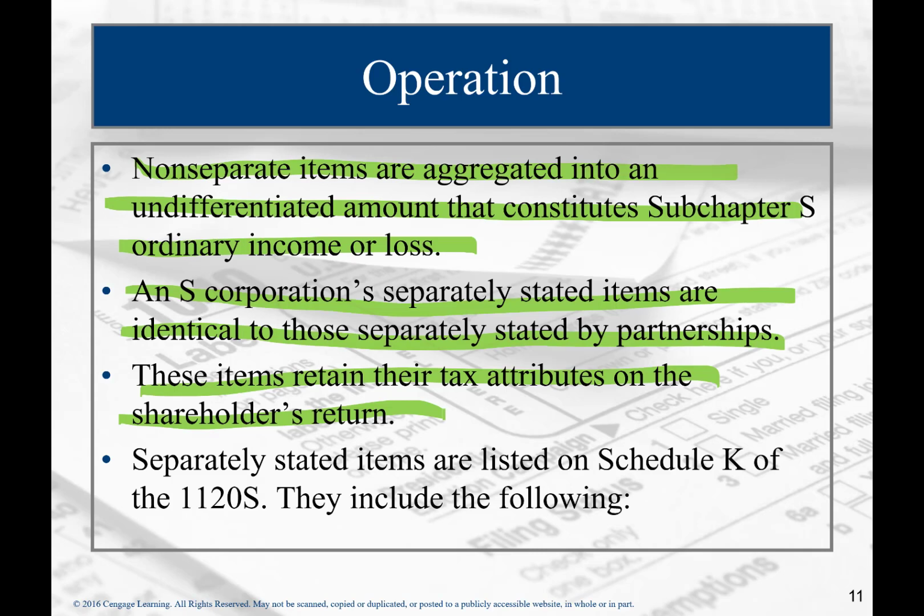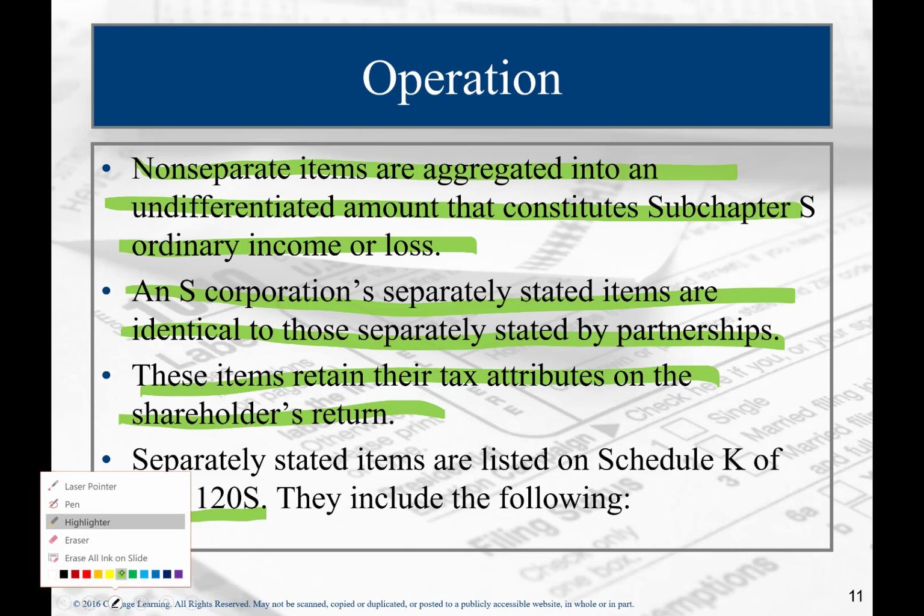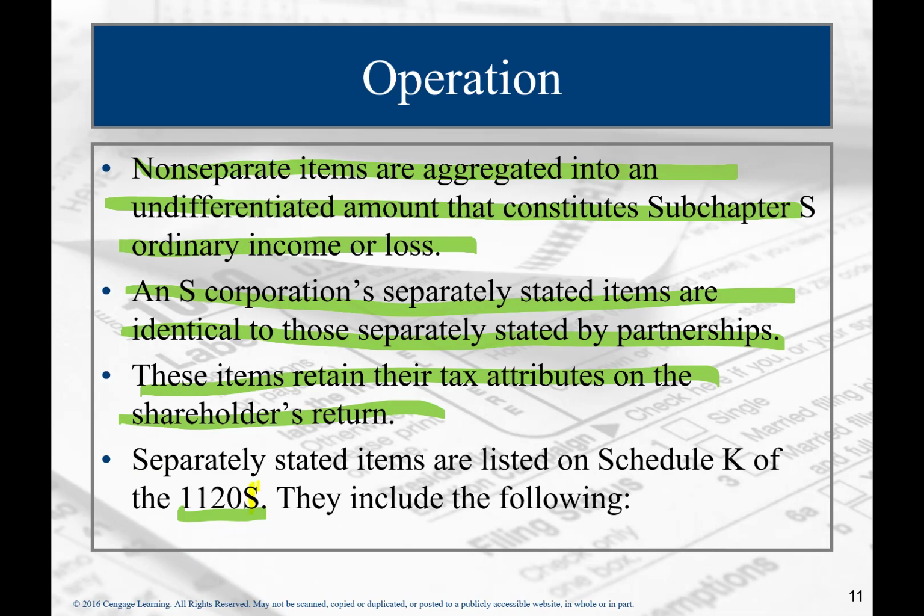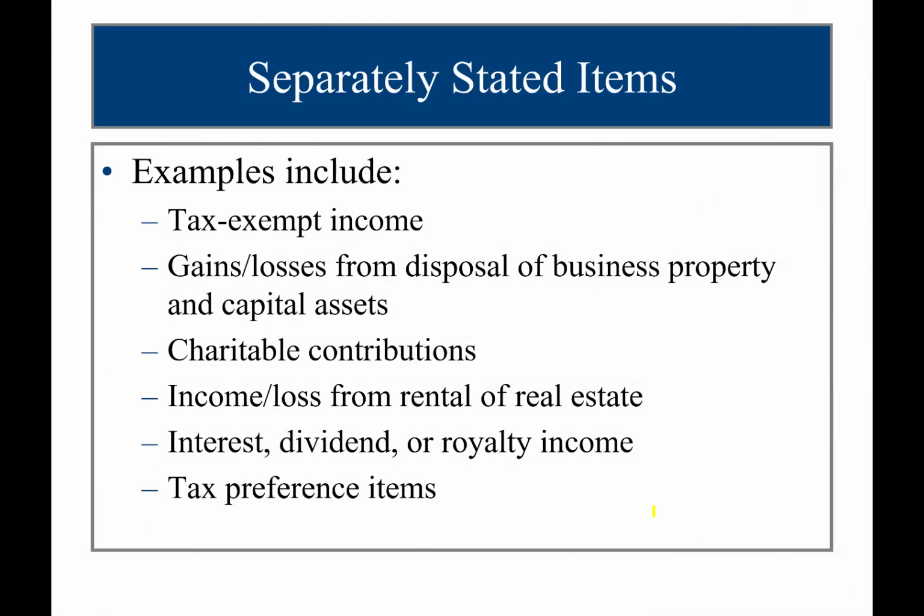Okay, then separately listed items are listed on Schedule K of the 1120, and notice the tax return form is 1120, which is the same numbers that we use for C corps, but now we add the S to that because it's an S corporation and report those separable items on Schedule K.